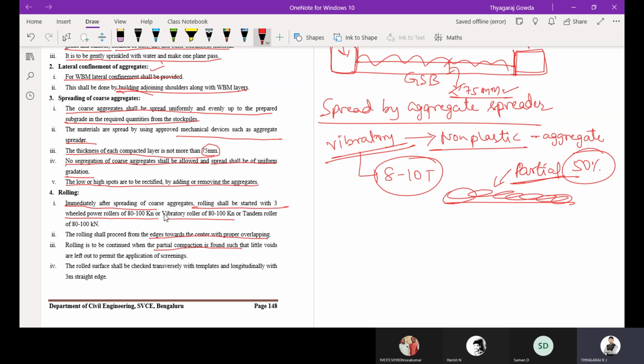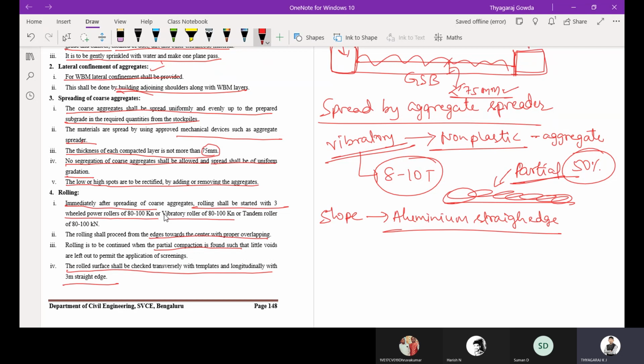Then the rolled surface shall be checked transversely by keeping the templates or with an aluminum straight edge. You are going to check in the longitudinal and transverse direction whether the slope is maintained or not. Checking of the slope by aluminum straight edge, which we are going to use for determining the slope, along the longitudinal direction and across the transverse direction also.